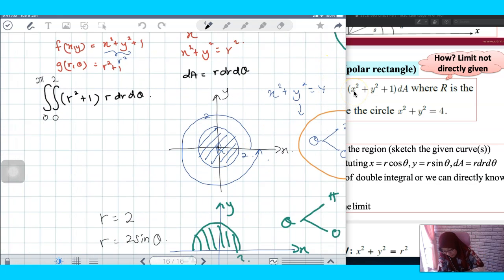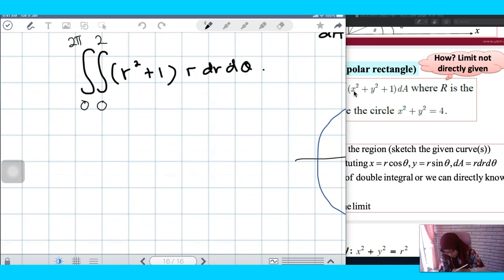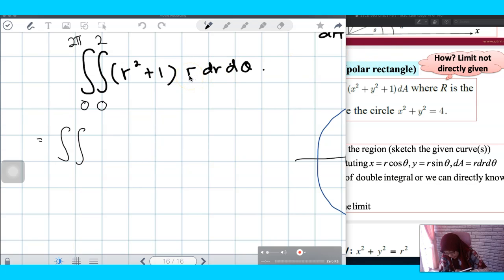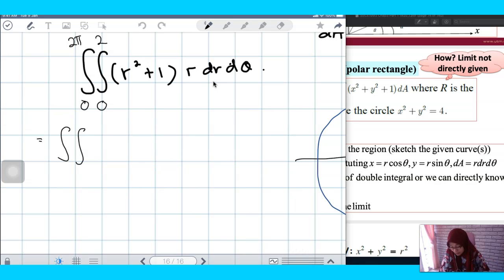Now back to the question here. We want to solve this. Don't forget the single r here will be part of the integrand. So you have two options. You can apply substitution, letting u equal r squared plus 1, and the r outside can be cancelled out, and then you can directly integrate. Or you can expand first. It is up to you. Let's say I want to expand. So I have r cubed plus r dr d theta.